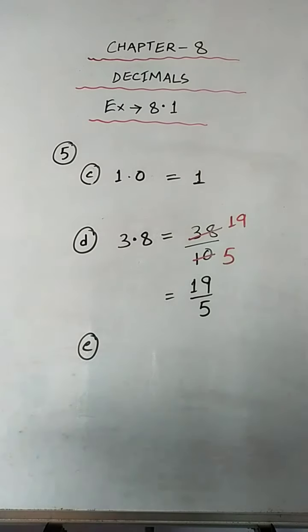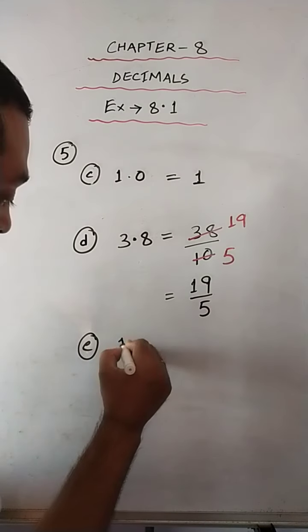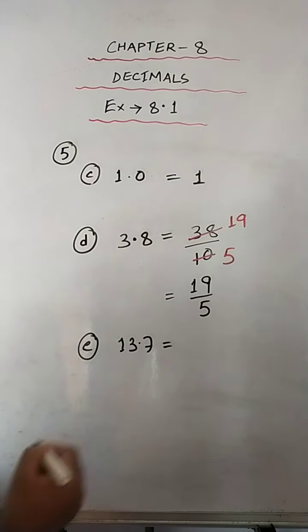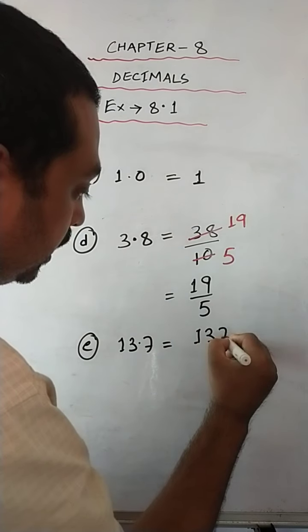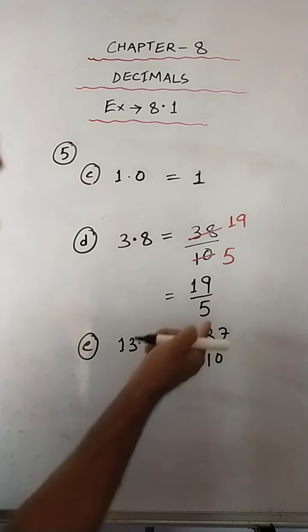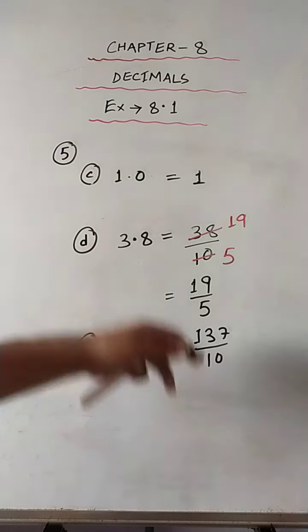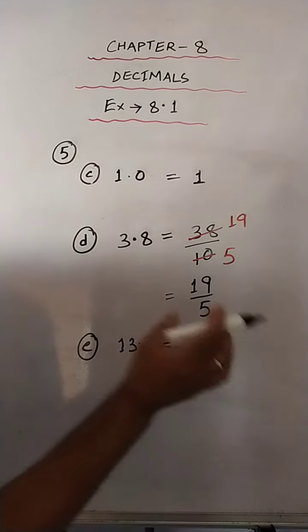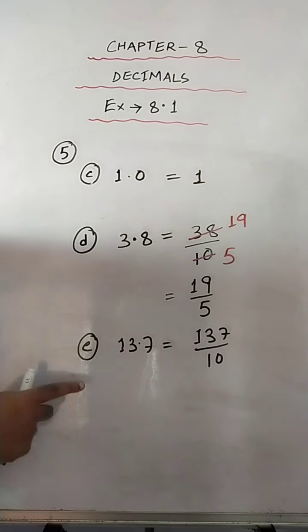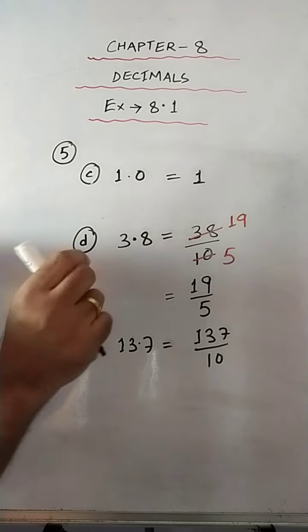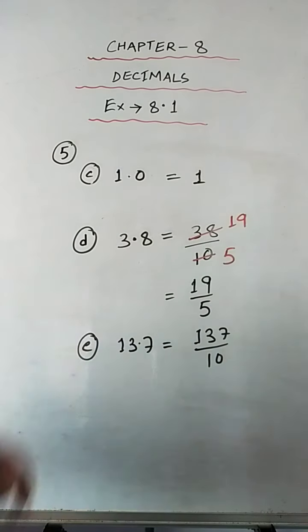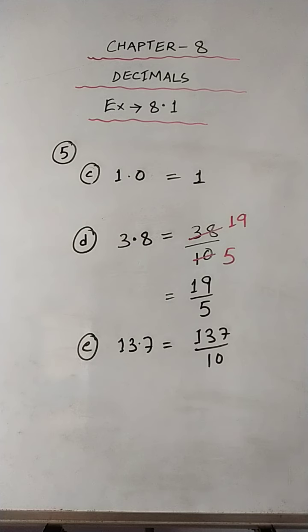Okay students, now 13.7. So 13.7 would be written as 137 by 10. It is already in the simplest form, students, so we cannot reduce this. Okay, so this would be our required answer, and the rest two sums, that is F and G, do try on your own. I hope all of you have understood how exactly you have to do question number 5.